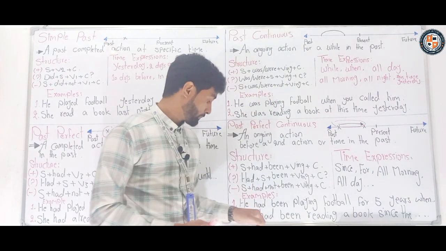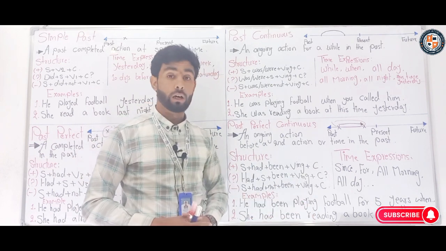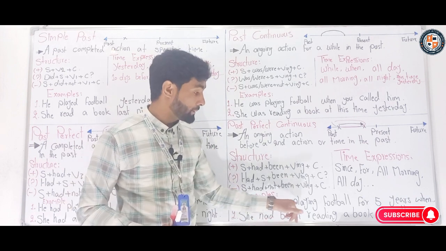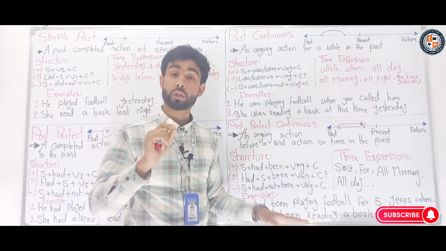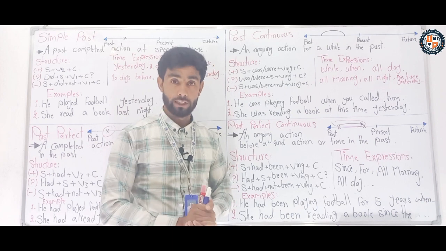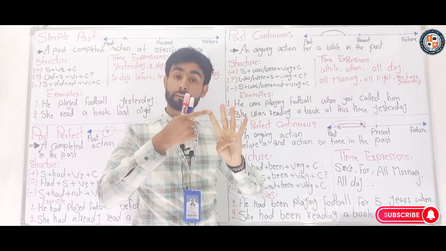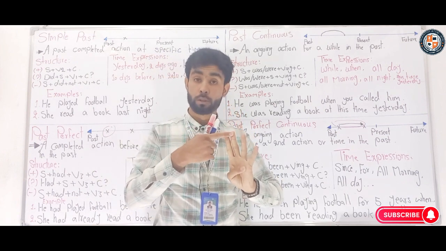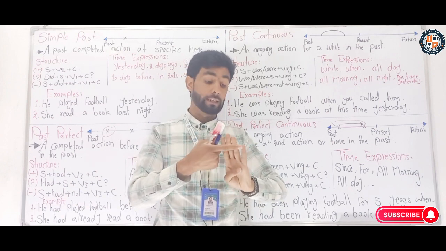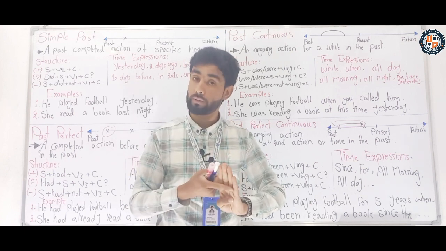Past perfect continuous: he had been playing football for 5 years when he got involved in the national team, when he joined the national team of Afghanistan. So see, we made one sentence with 4 tenses. He played football yesterday. He was playing football when you called him. He had played football before he came home, and he had been playing football for 5 years before he joined the national team of Afghanistan.